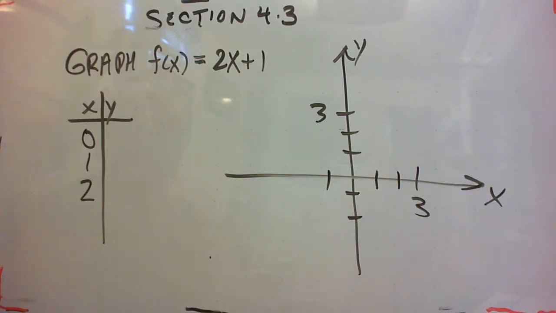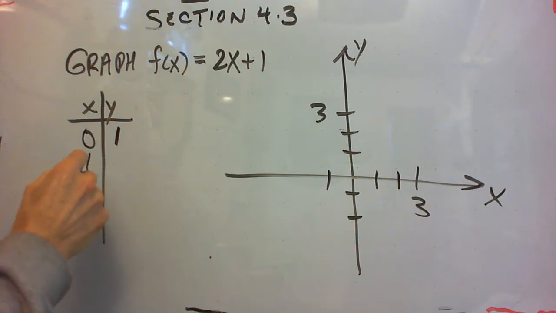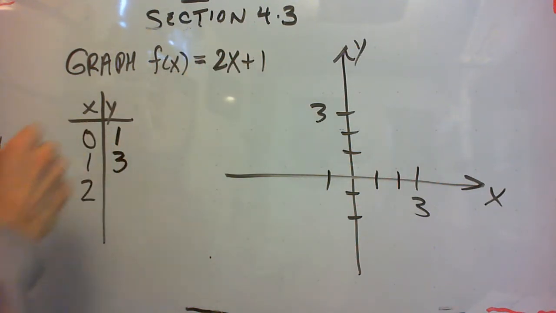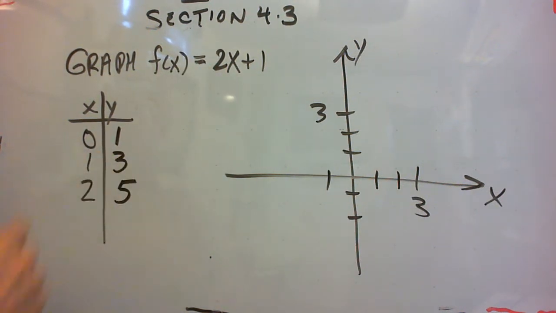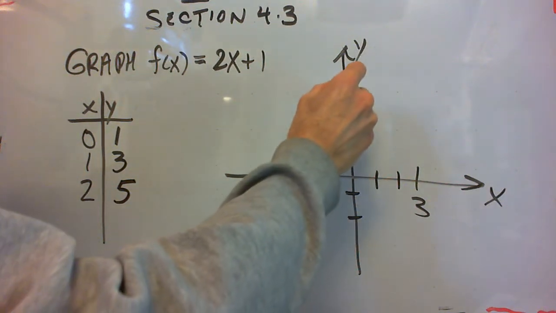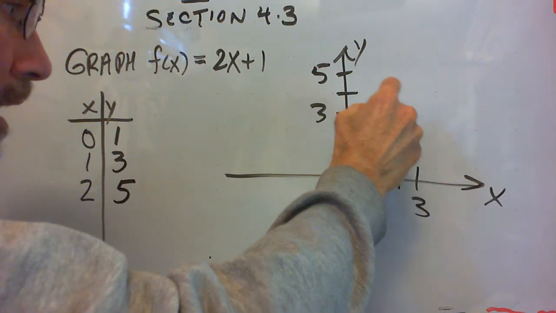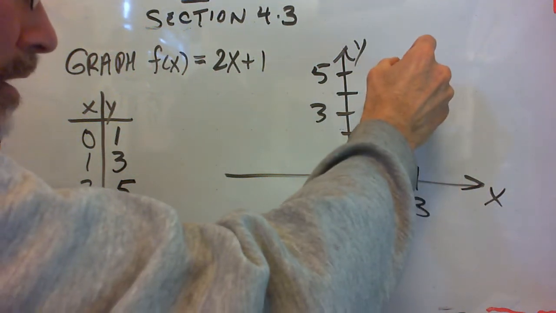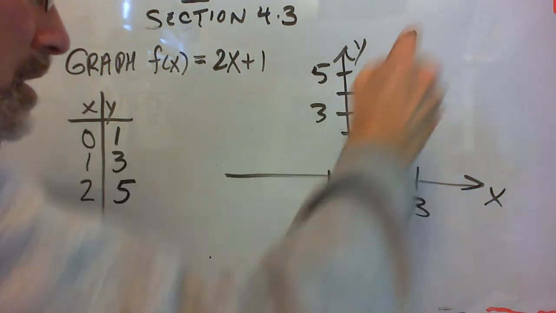So here again, picking x equals 0, it's a nice point to pick. 0 times 2 plus 1 is 1. x equal 1, 2 plus 1 is 3. When x is 2, 2 times 2 is 4 plus 1 makes 5. So we've got our 3 points that we need. So 0, 1, 1, 3, and 2, 5.